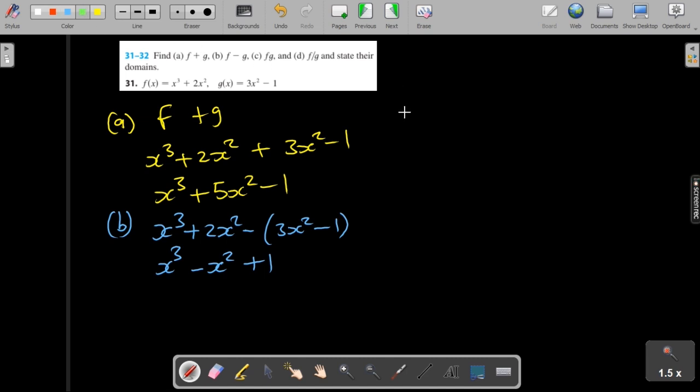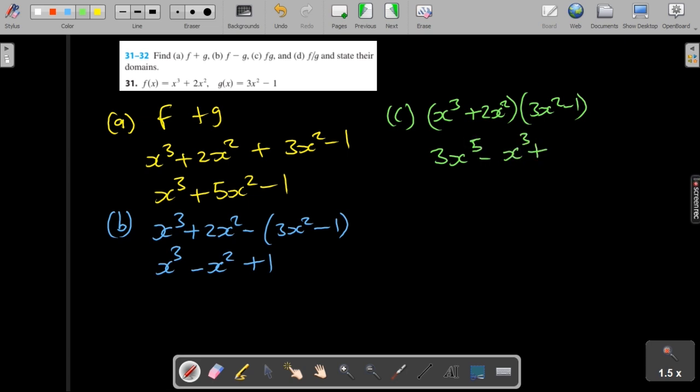And in C, we're now going to multiply these two functions. So we're going to multiply f by g. So this should give us 3x to the power 5 minus x cubed plus 6x to the power 4 minus 2x squared. And as you can see, there aren't any common factors, or we can't really add like terms. And this would be your final answer.